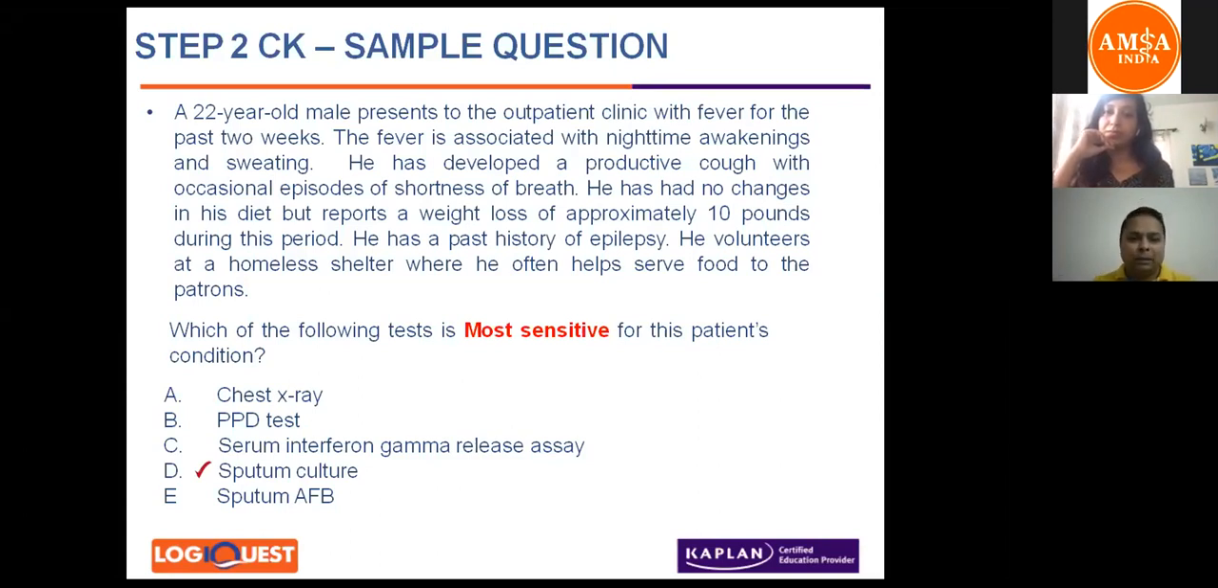underlined the patient with some typical keywords. So when you know what kind of case it is, then you can correlate your answer choices accordingly, depending on the case which is presented to you, right? So yeah, that's the sample question of Step 2 CK.